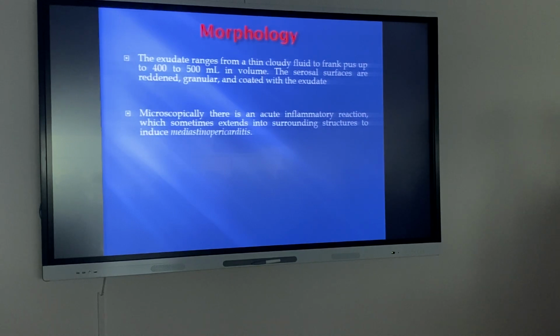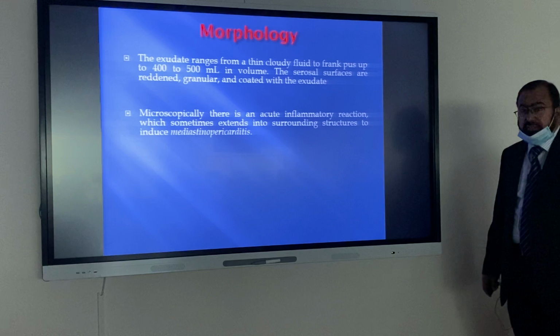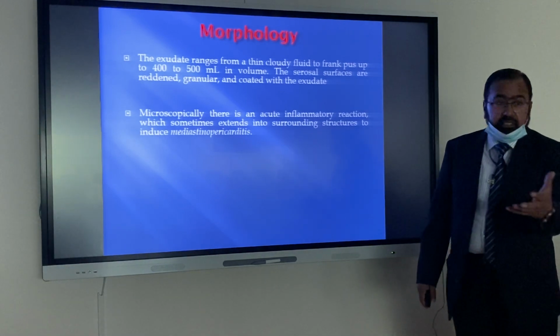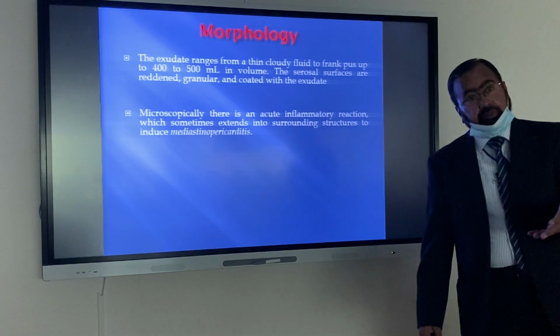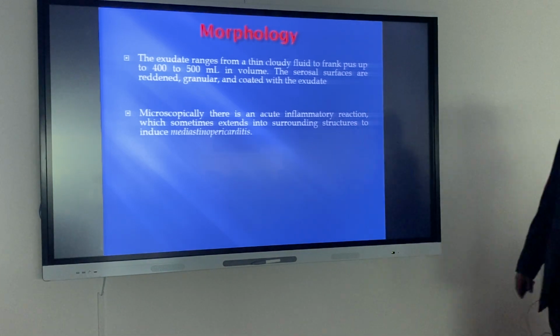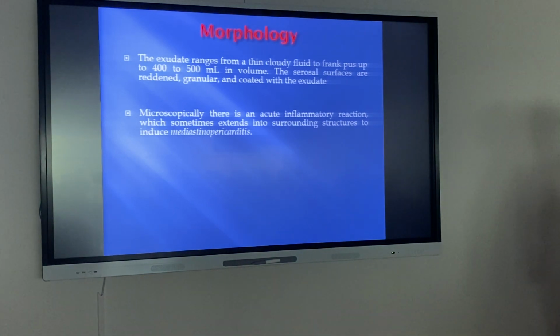Morphology: the exudate ranges from a thin cloudy fluid to frank pus, about 400 to 500 mL. Just imagine, the normal maximum quantity was 50. It is now 400 to 500. Big. The serous surfaces are red and granular and coated with exudate. Excessive amount of exudate is there.